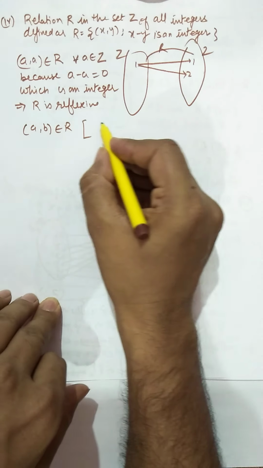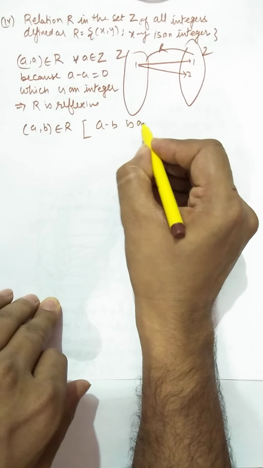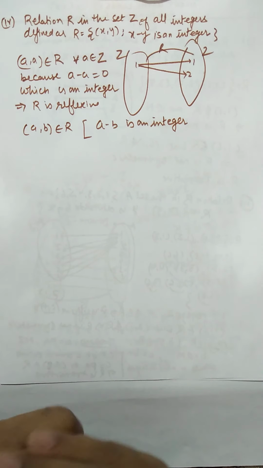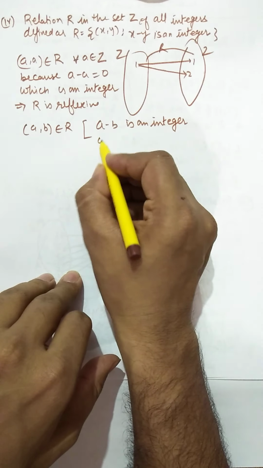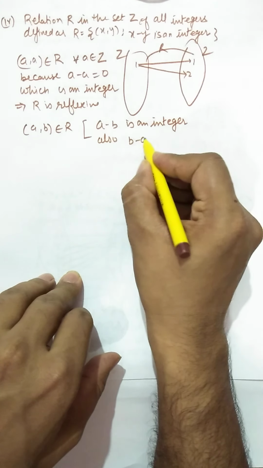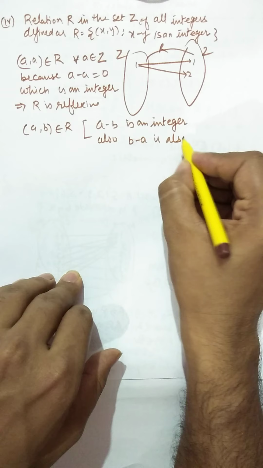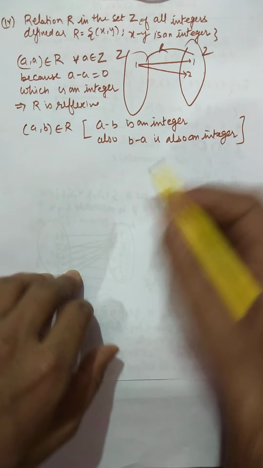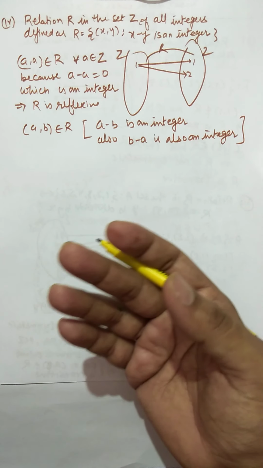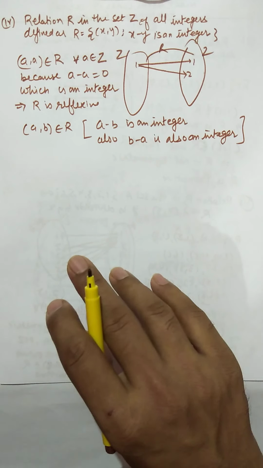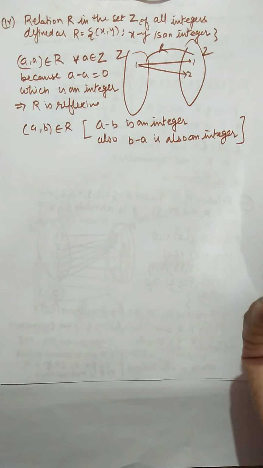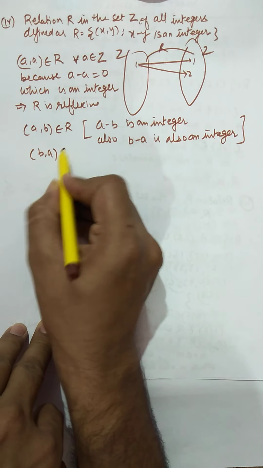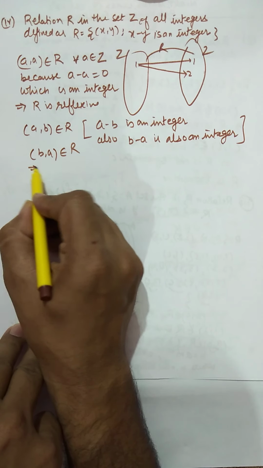Now come to this: (a, b) belongs to R means that a minus b is an integer. If a minus b is an integer, you can also say b minus a is also an integer, because you take 2 minus 3, this is minus 1, and 3 minus 2, this is 1, 1 is also an integer. So it implies that (b, a) also belongs to R.